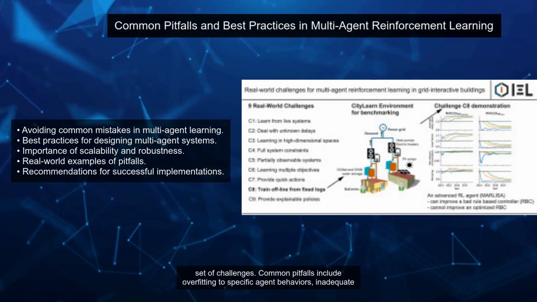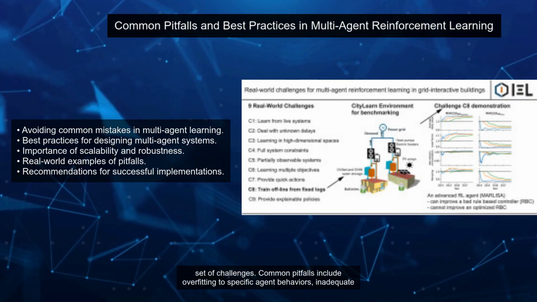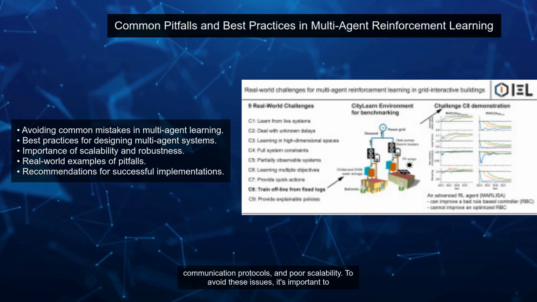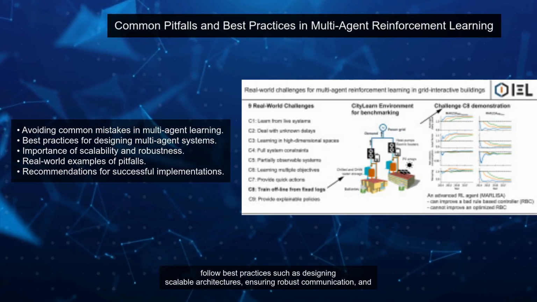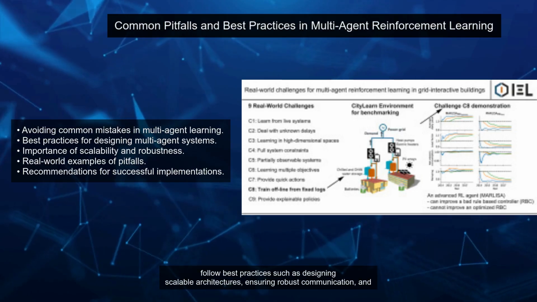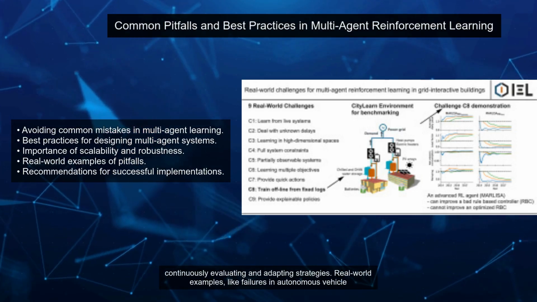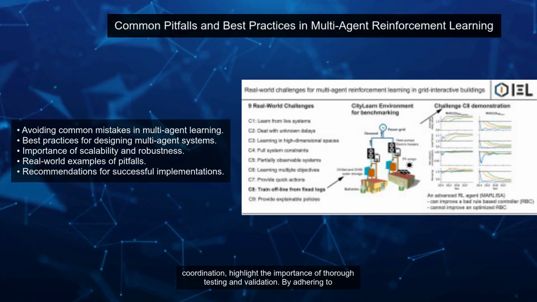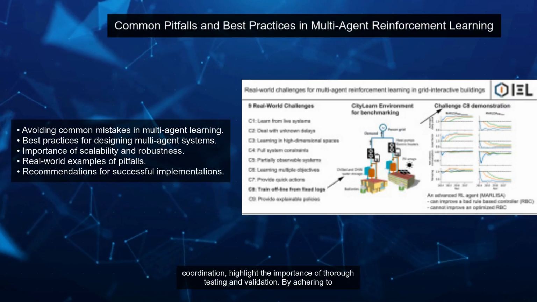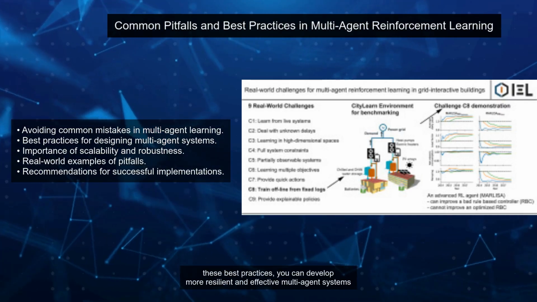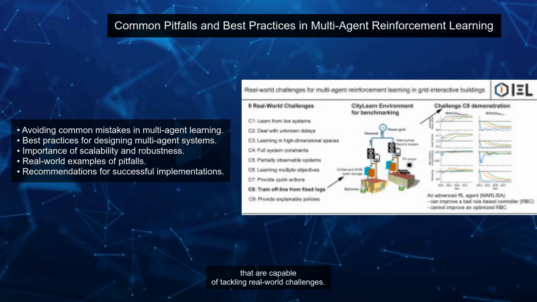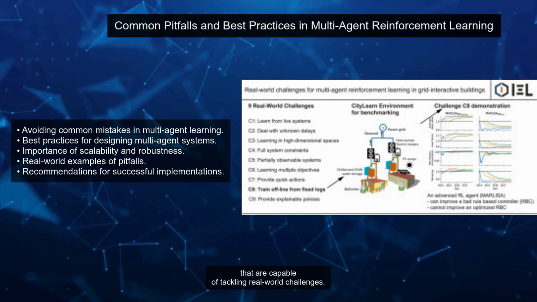Common pitfalls include overfitting to specific agent behaviors, inadequate communication protocols, and poor scalability. To avoid these issues, it's important to follow best practices such as designing scalable architectures, ensuring robust communication, and continuously evaluating and adapting strategies. Real-world examples, like failures in autonomous vehicle coordination, highlight the importance of thorough testing and validation. By adhering to these best practices, you can develop more resilient and effective multi-agent systems that are capable of tackling real-world challenges.